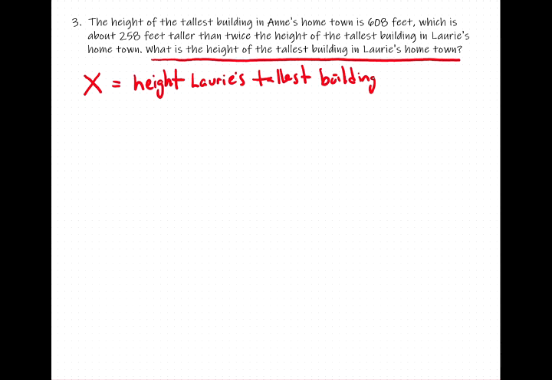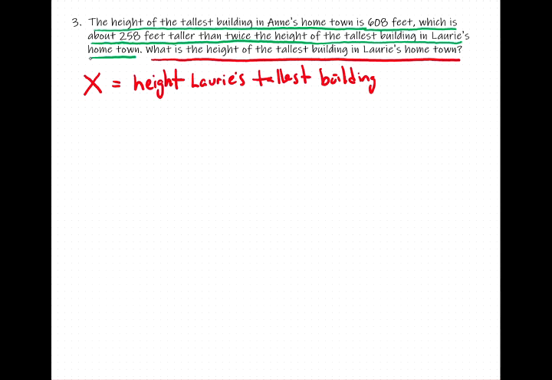Okay, so now that we know what we're looking for, we've given a symbol to the height of the tallest building in Laurie's hometown. Now we can talk about translating the problem. The height of the tallest building in Anne's hometown is, keyword is, 608 feet, which is, again, so now we have to figure out which one of those two occurrences of the word is our equal sign. About 258 feet taller than twice the height of the tallest building in Laurie's hometown.